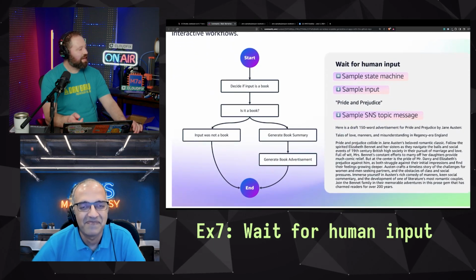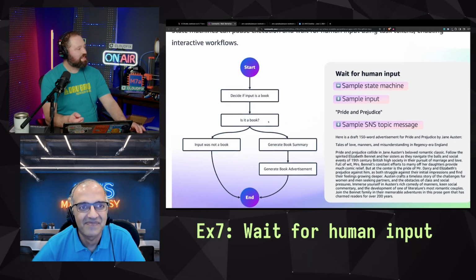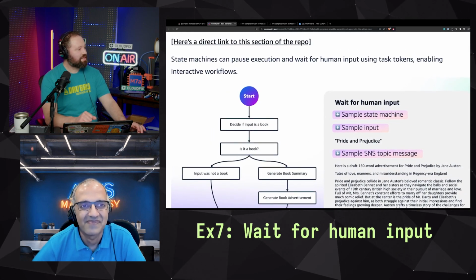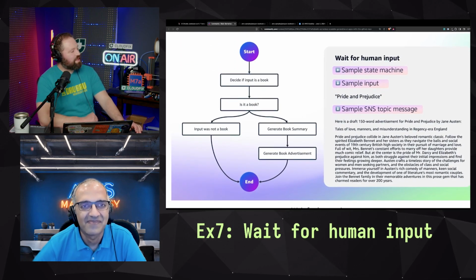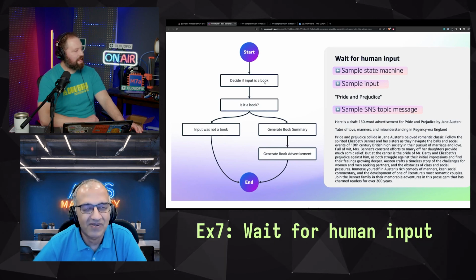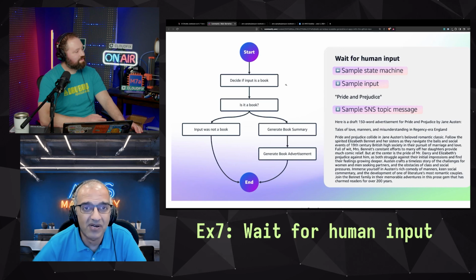So here they have decide if input was a book. Is it a book? State machines can pause execution and wait for human input using task tokens, enabling interactive workflows. So where's the human input? Is this the decide if input was a book step? This could actually be done by a human. Correct. Or even, is this a book?